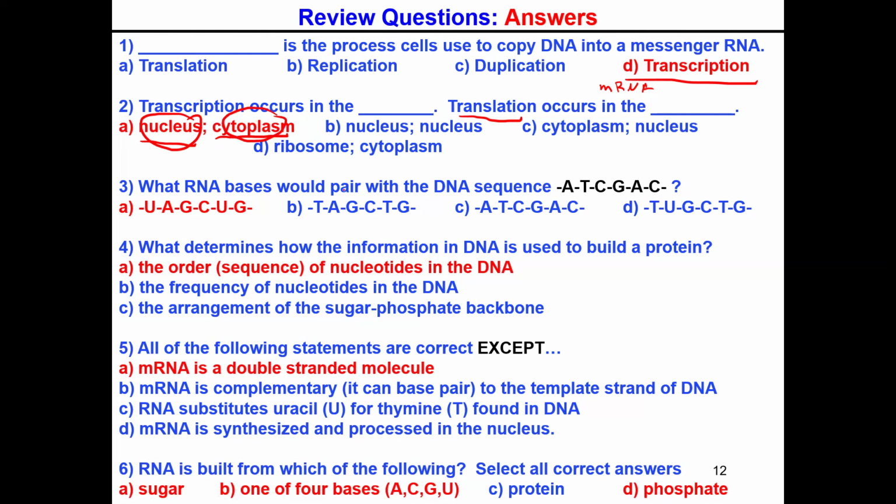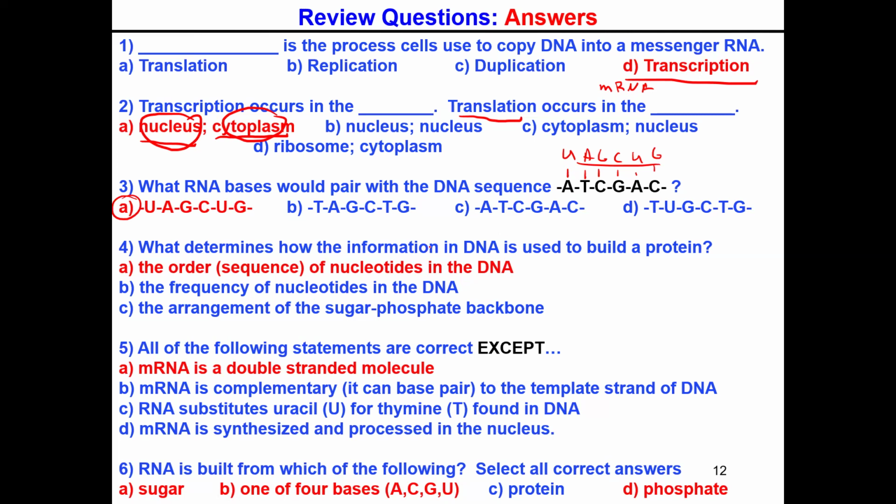What RNA bases would pair with the DNA sequence ATCGAC? So in this case, remember, we're looking for the complementary pieces. Now, if this was DNA to DNA, remember, we're using A and T, but in this case, since it's RNA, we're not using our T's, we're using our U's. So in this case, A goes with U, T goes with A, C goes with G, G goes with C, A goes with U, and then C goes with G. Right there, and you can see that would be the correct piece.